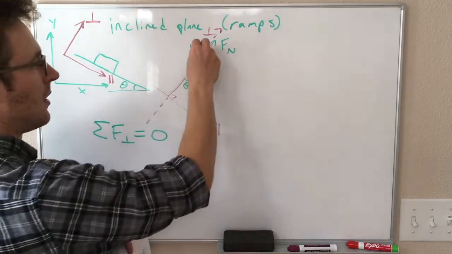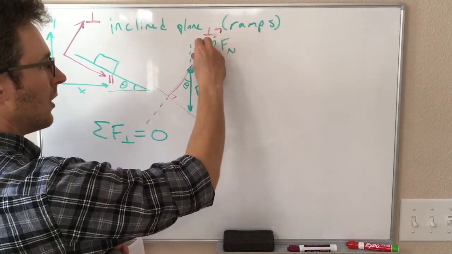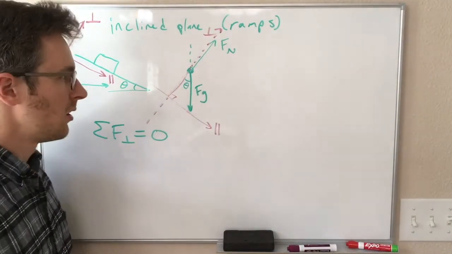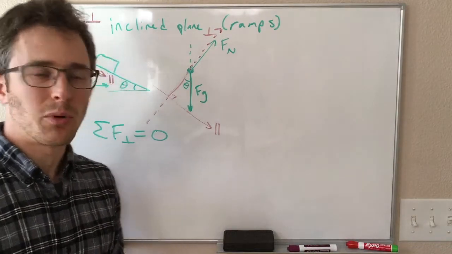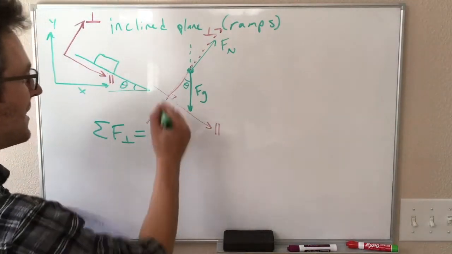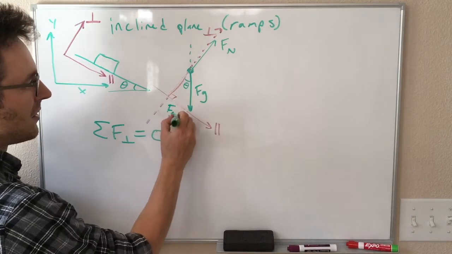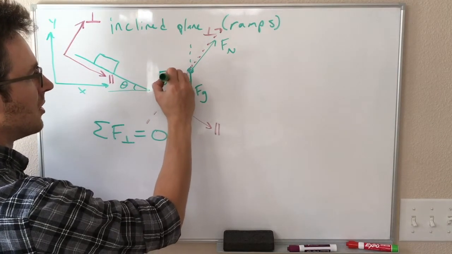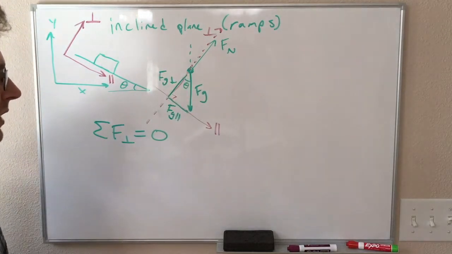So anyway, that's one way you can see that that's true. But you can also just start with that. That's fine with me. You don't need to do a geometry proof every problem. Okay, so this component is FG parallel. This component is FG perpendicular. I want to see how big those are.